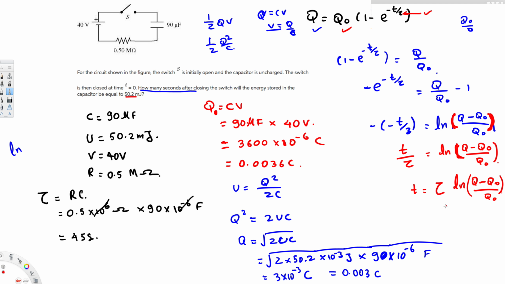Now let's plug in the values. We have the time constant, 45 seconds, times ln of Q minus Q naught. Q is 0.003 minus Q naught, which is provided, 0.0036, divided by Q naught in the denominator, 0.0036. If you calculate this value, that gives you 80.63 seconds. That's approximately 81 seconds. So this is how much time it will take.